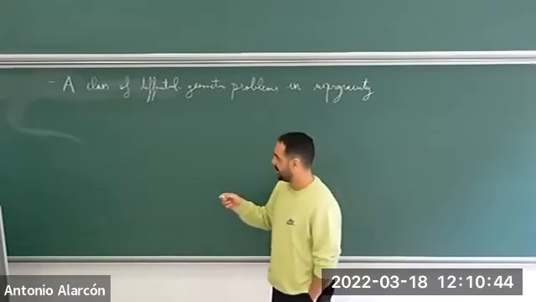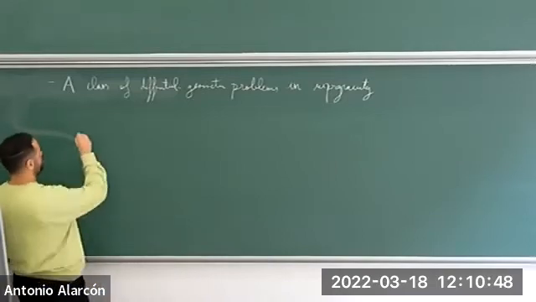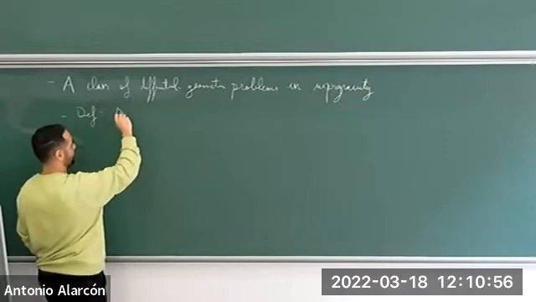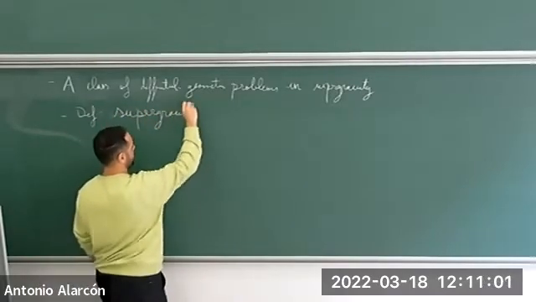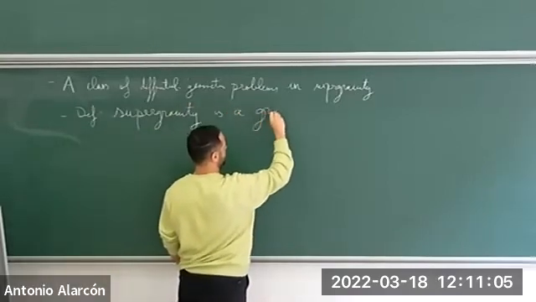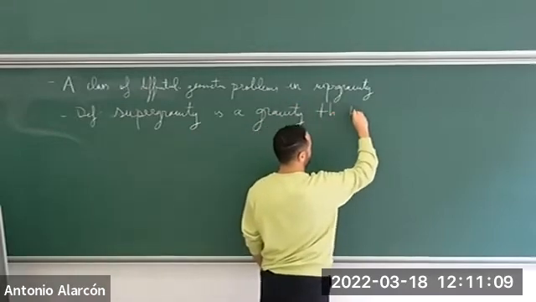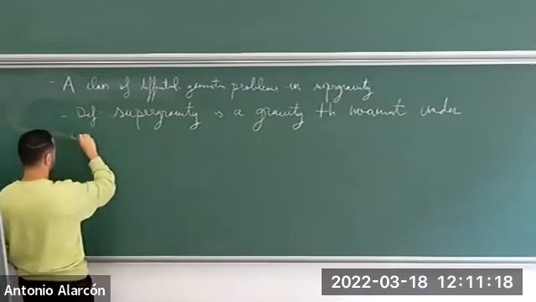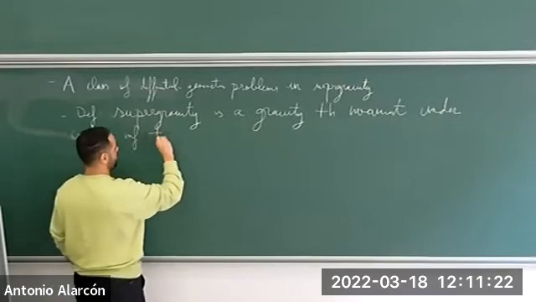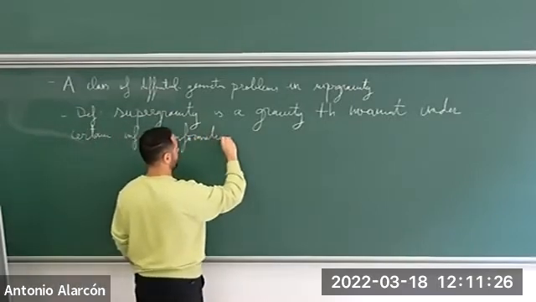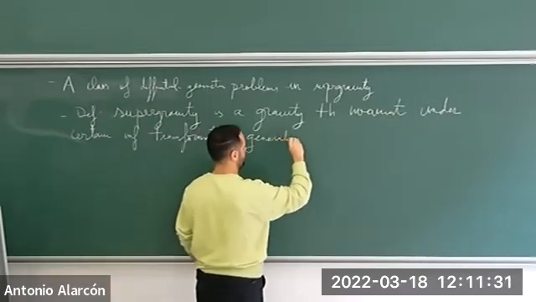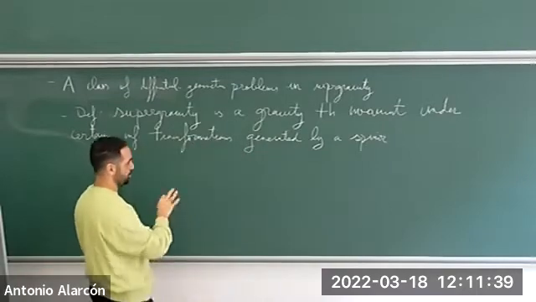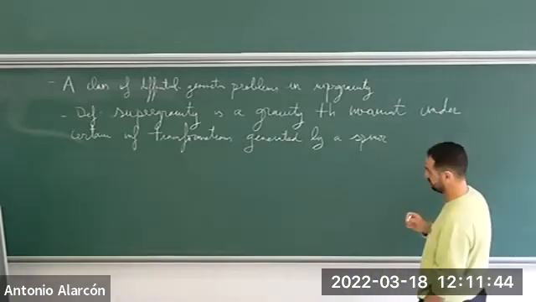So to begin with, I need to state the typical mantra about supergravity. This is an informal definition, of course: supergravity is a gravity theory invariant under certain infinitesimal transformations generated by a spinor and satisfying several conditions. Of course, this is far from being a mathematical definition, but it may give you an idea of what is going on.